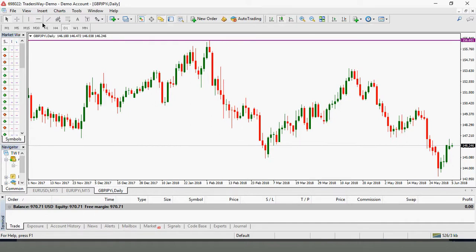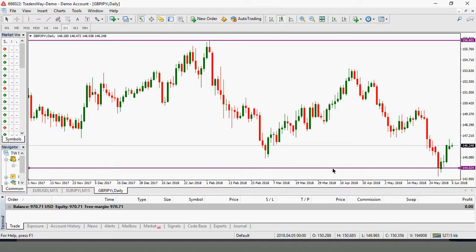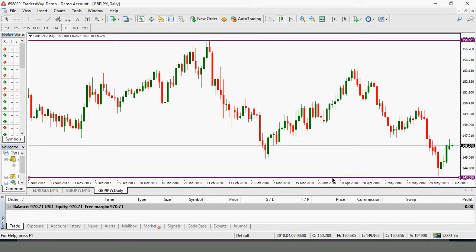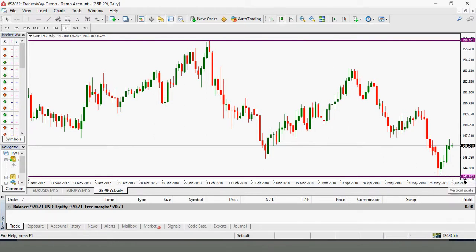So this here gives me an indication of what the price action was like at the highest point on the daily chart. And then I'll plot a line here for the lowest point, which is 143.183. This shows that this was the lowest point. And this particular chart goes from November 1st, 2017 through June 5th, 2018.